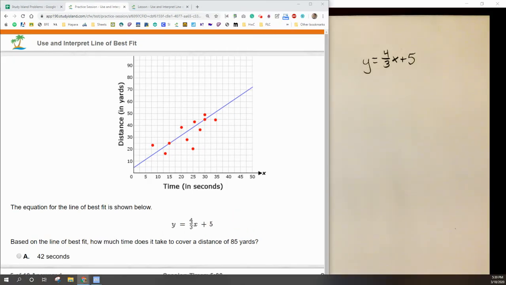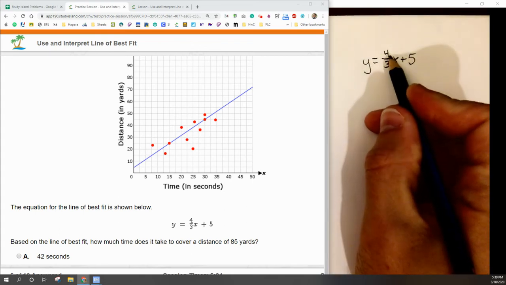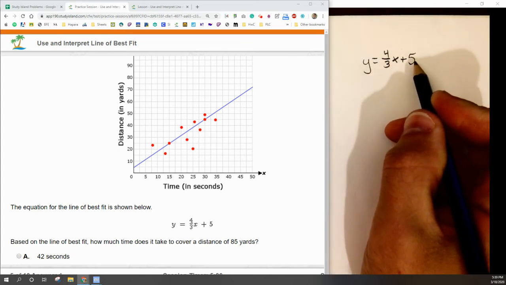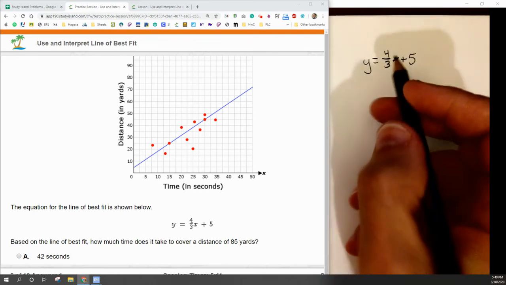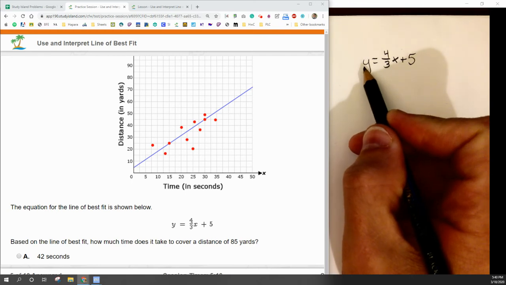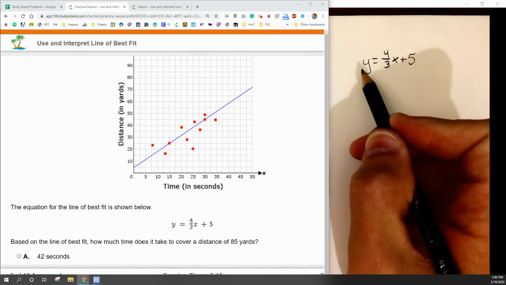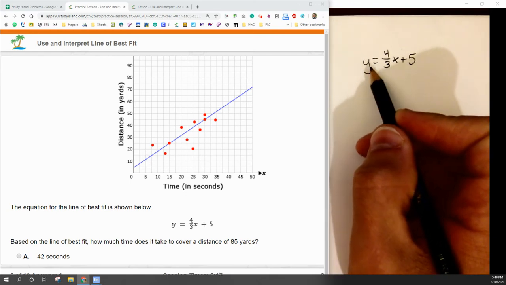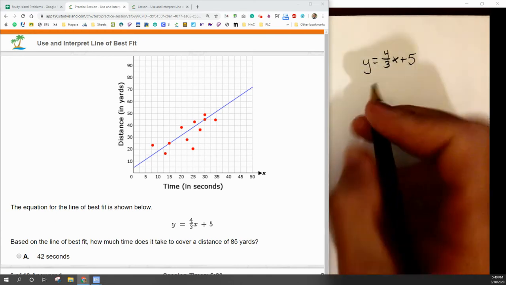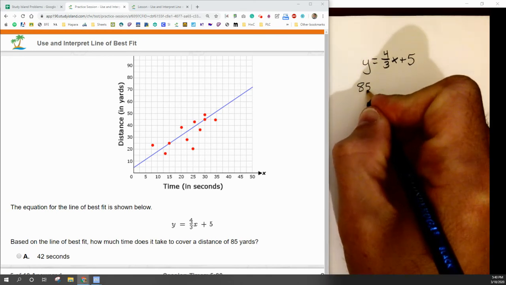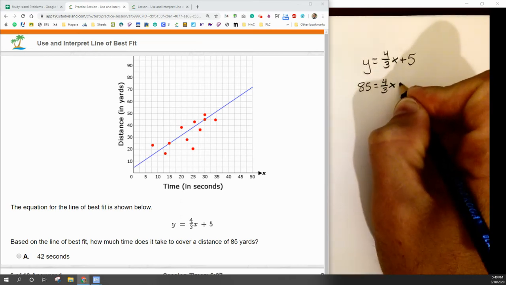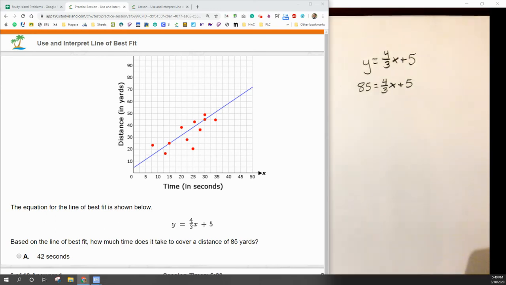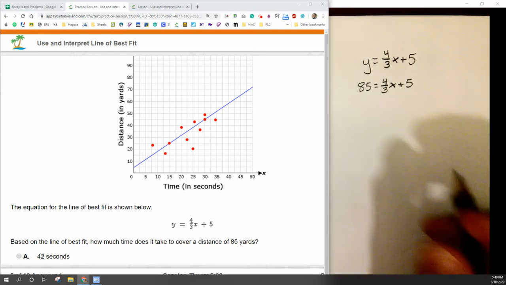Okay, so I've got the equation written down. Y equals 4/3 times x plus 5. Again, it's asking about 85 yards. The y-axis represents yards. So if it tells us 85 yards, we can replace the y variable with 85. So I'll rewrite the equation with an 85 where the y is. So now 85 equals 4/3 times x plus 5. Solving this equation for x will tell us how many seconds corresponds with 85 yards.